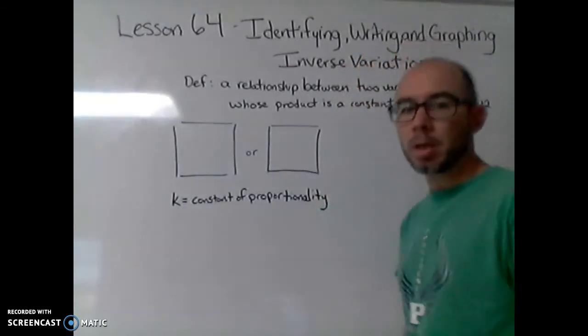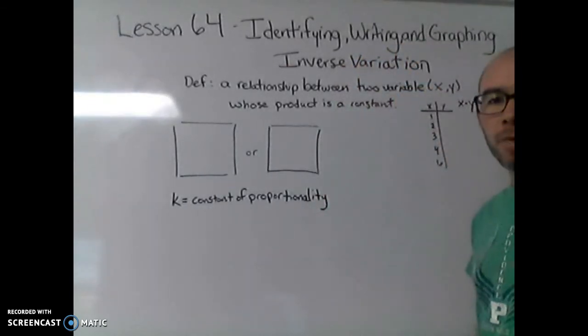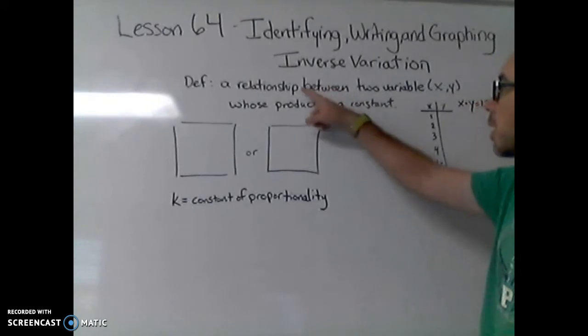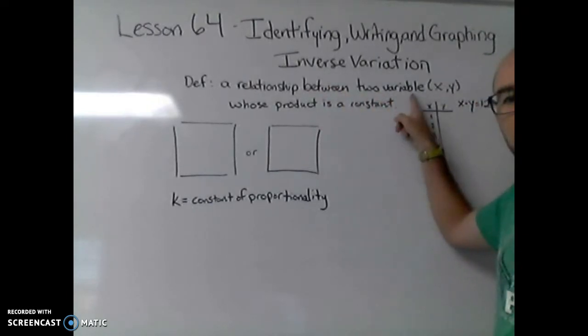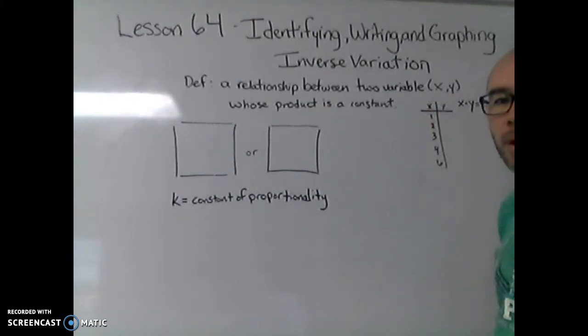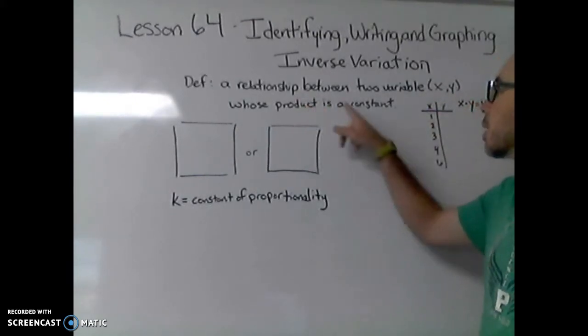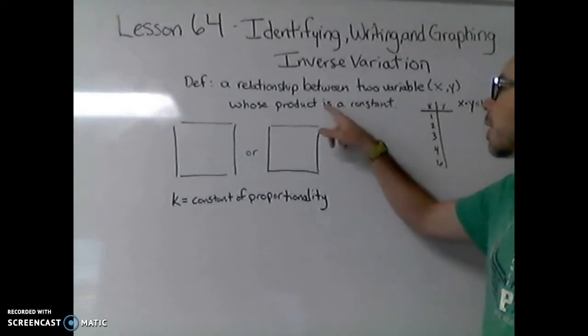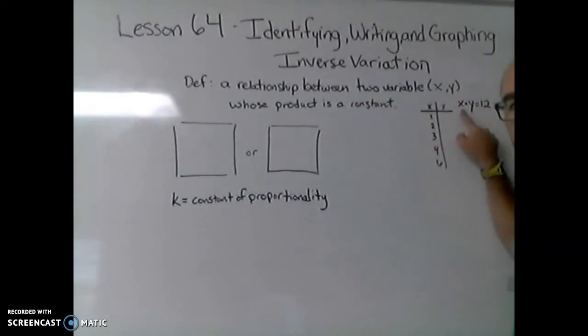Okay. So let's define inverse variation. A relationship between two variables, and most of our problems today our two variables are going to be x and y, so we can graph them, whose product is a constant. That means, I'll give you an example. Here's my two variables, x and y, and the product, or the answer when I multiply the two of them together, is just a constant. It's just a number, 12.